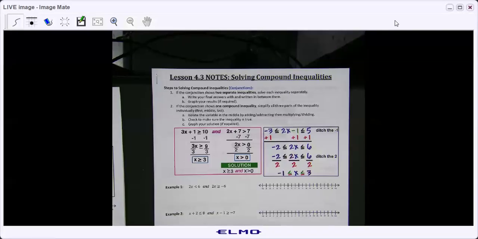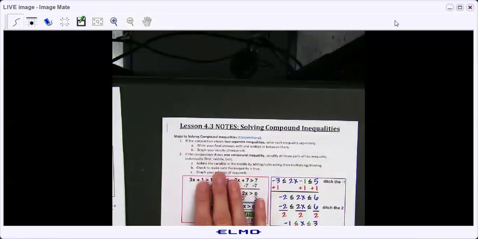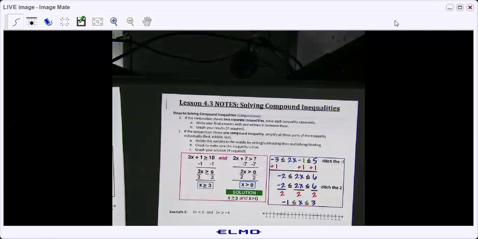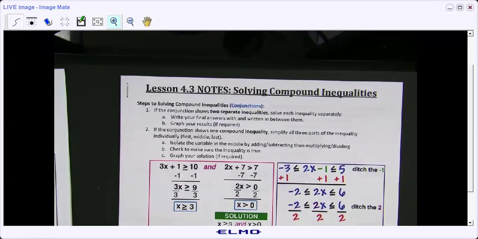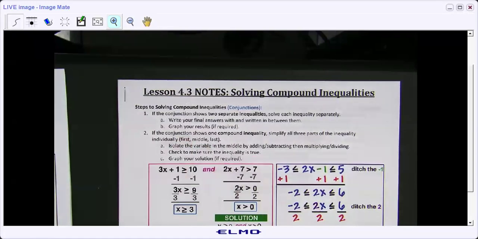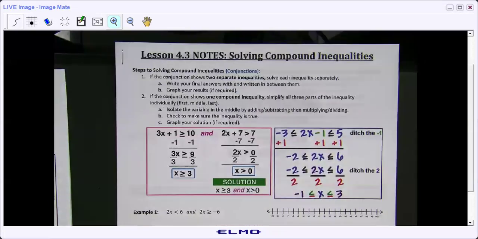Okay. So all the steps up here are to help you, if you forget what to do, you can go back and read them. But sometimes you're going to see two separate inequalities and you'll graph two separate inequalities. Sometimes you will see one compound inequality, which is two inequalities put together, and you solve and then just graph your solution from that. So let's look at example one.